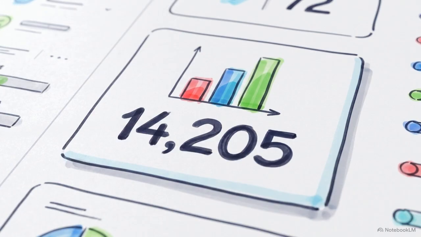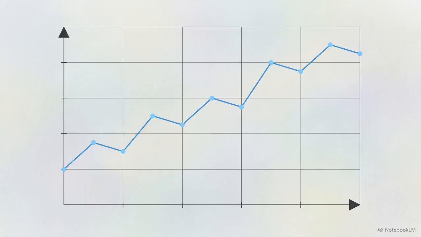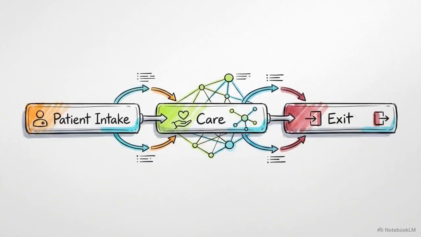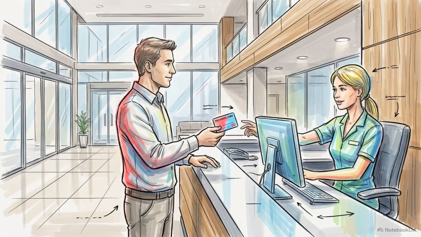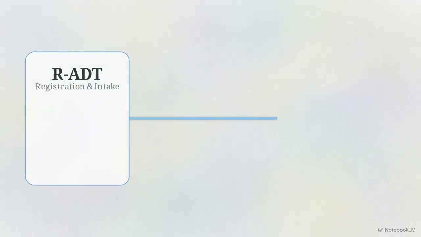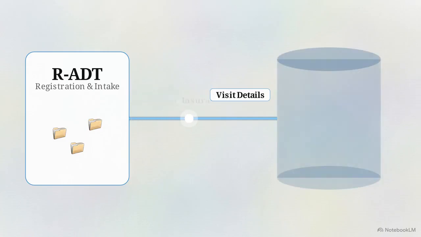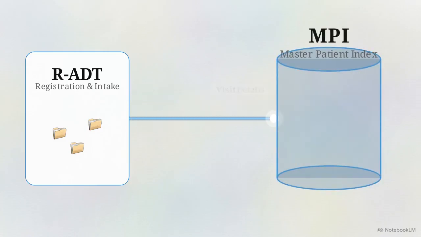Take a metric like patient visits. To understand how that number populates, we have to isolate exactly where the first piece of data originates. That point of origin is the RADT system: registration, admission, discharge, transfer. It captures the initial demographic and insurance data the moment a patient walks through the doors. The RADT does not store this information in isolation. It feeds directly into the most critical database in the entire hospital, the Master Patient Index.